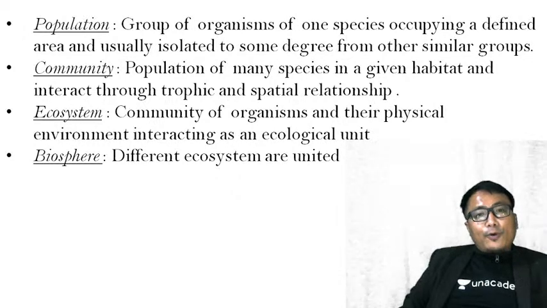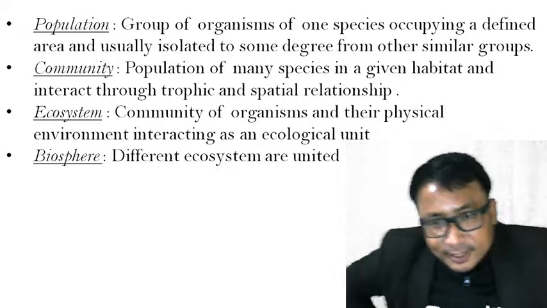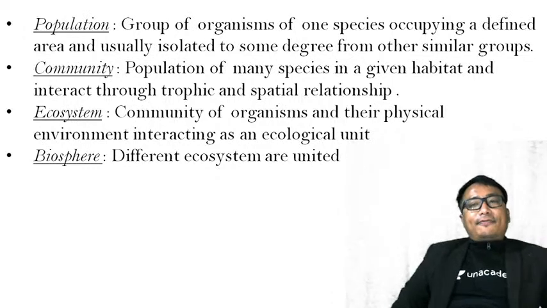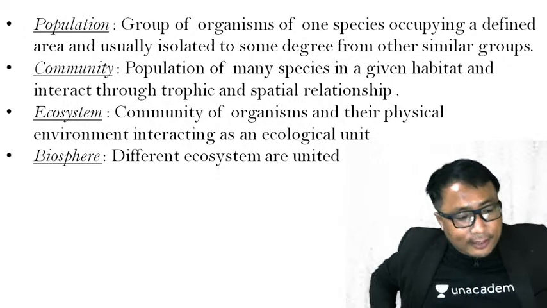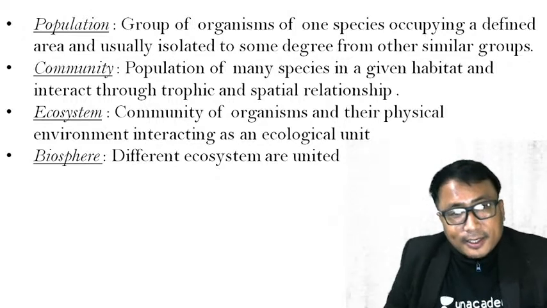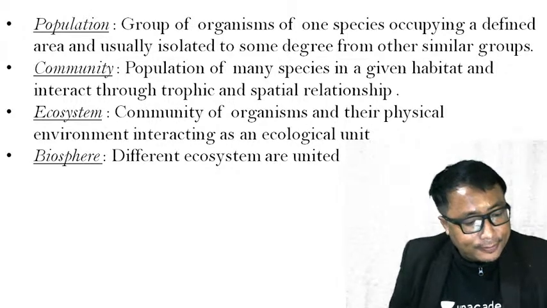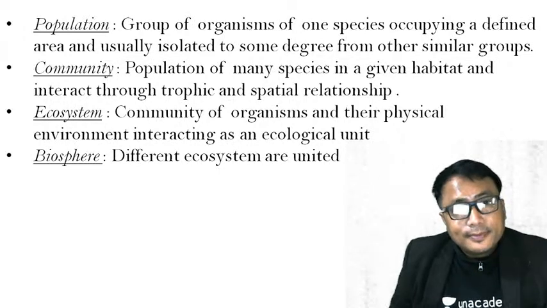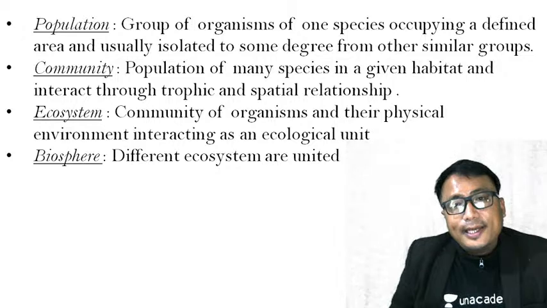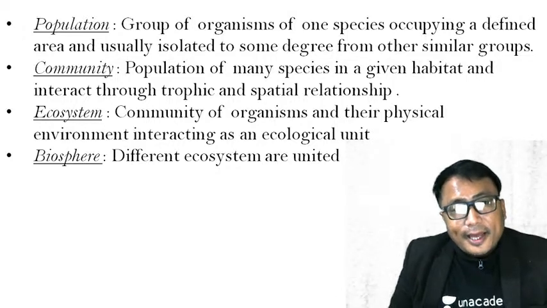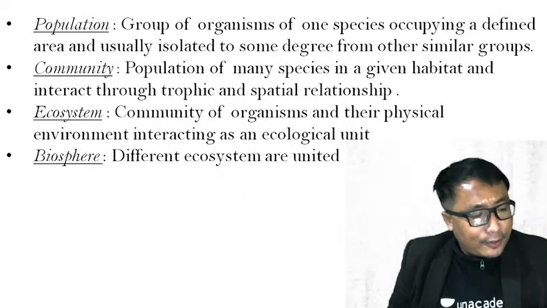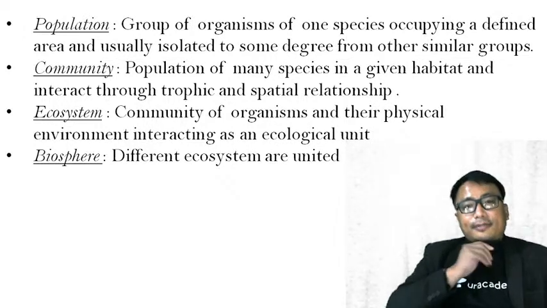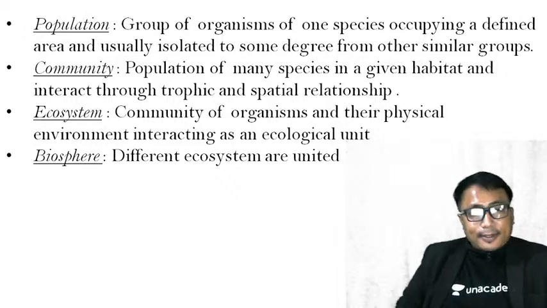Population is a group of organisms of one species occupying a defined area and usually isolated to some degree from other similar groups. That is known as population. On the other hand, community is a population of many species in a given habitat that interact through trophic and spatial relationships. Don't worry about the term trophic. We are going to discuss that later.